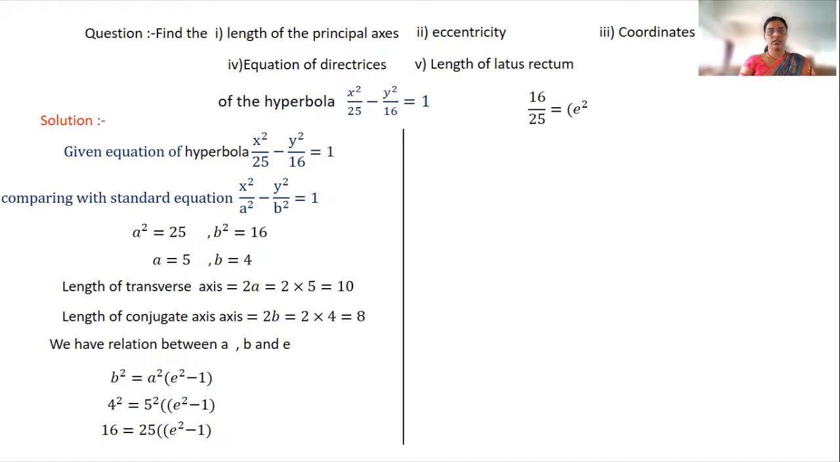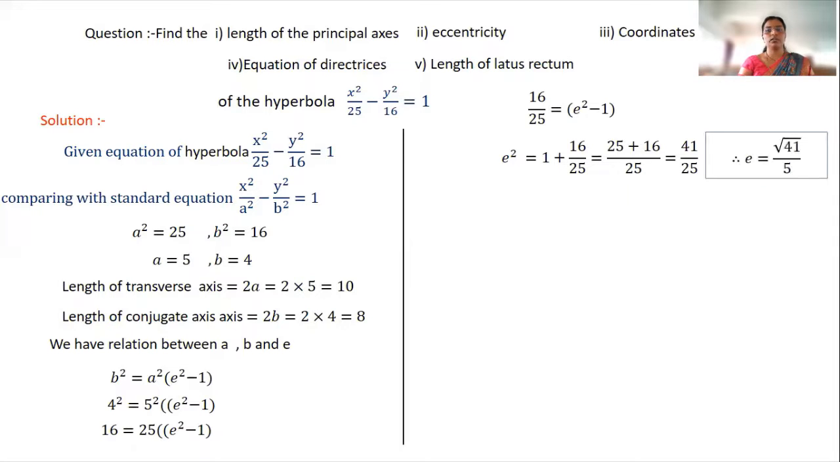16 upon 25 is e square minus 1. That is, e square is 1 plus 16 upon 25, that is 41 upon 25. Therefore, e is equal to root 41 upon 5. The coordinates of the foci are S (ae, 0) and S dash (minus ae, 0).